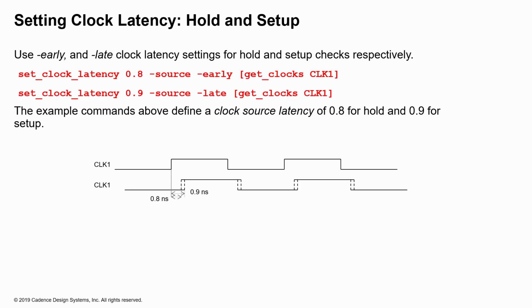You can define different clock latencies for hold and setup using the dash early and dash late options. The dash early relates to hold and dash late relates to setup. So when you define clock latency dash source dash early, it implies that you're setting the latency for hold, and that is the source latency.